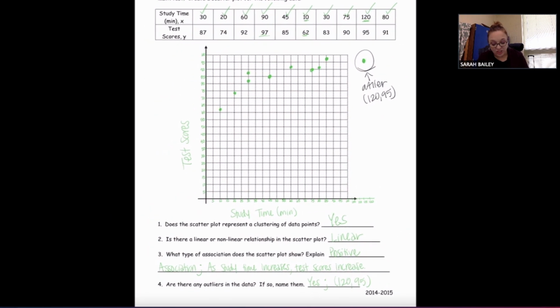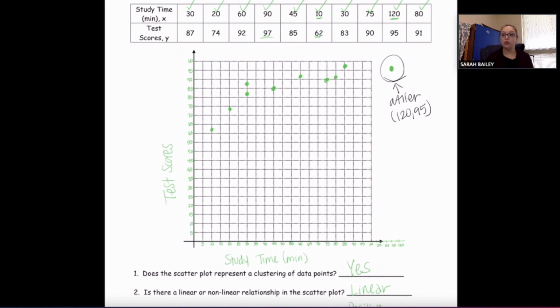Okay, so that is actually it for your intro to scatterplots. So now you're going to go ahead, submit this, and then work on the independent practice. Good luck.